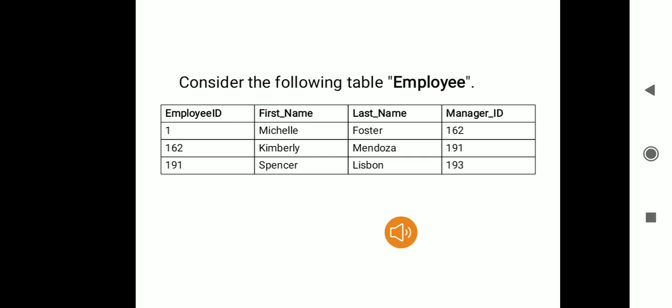Similarly, employee ID 162, who is Kimberly Mendoza, has a manager with ID 191, who is also listed as an employee with ID 191, and he is Spencer Lisbon. Employee ID 191, Spencer Lisbon, has a manager with ID 193, who is not listed as an employee. In that case, the manager with ID 193 is the owner or the proprietor of the organization.